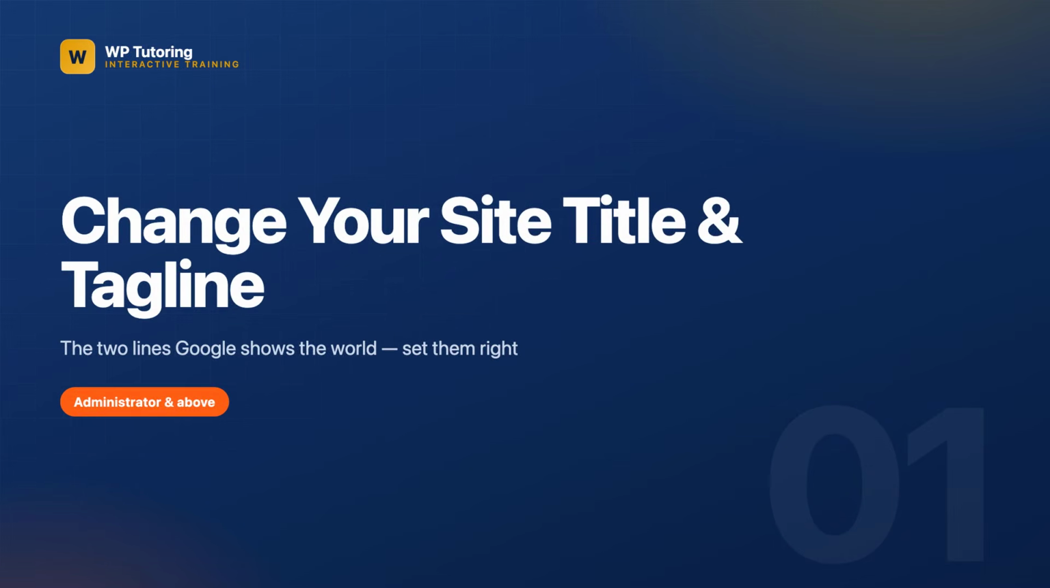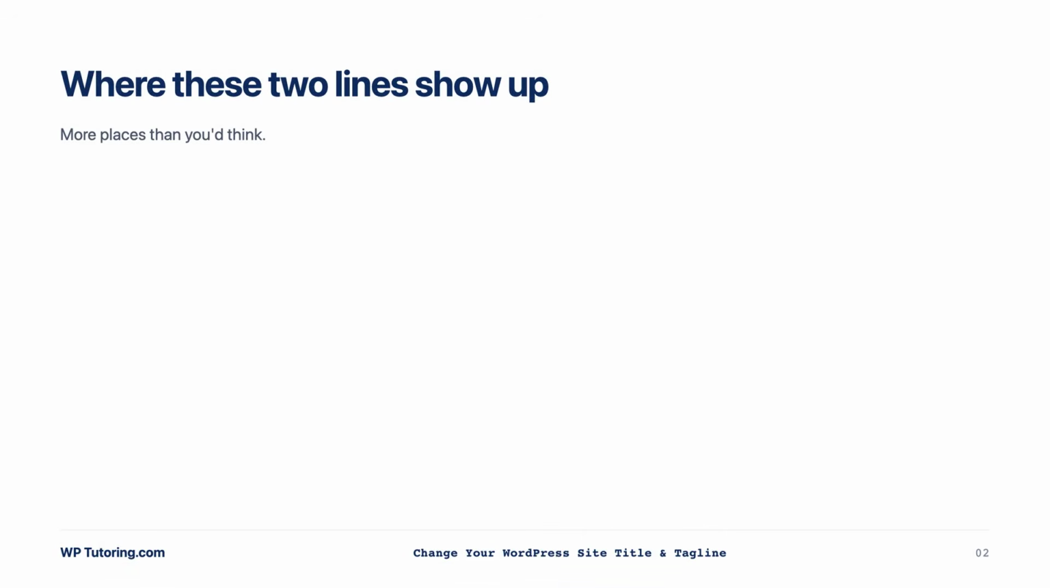Your site title and tagline are the two lines browsers and search engines show the world, and most sites still have the defaults. Let's fix that. The title and tagline follow your site everywhere. They're the text on the Browser tab, and in bookmarks. They're the headline Google typically shows for your homepage. And many themes print them right in the site header. Two fields, big footprint. Here's where they live.